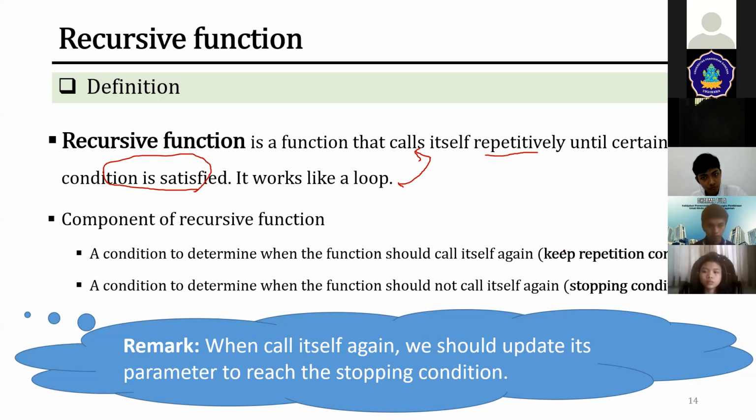Okay, this is the component that we call the repetition condition. It's like the general case where we decompose the problem, and we have a stopping condition. We need these two things so that we can define the recursive function.